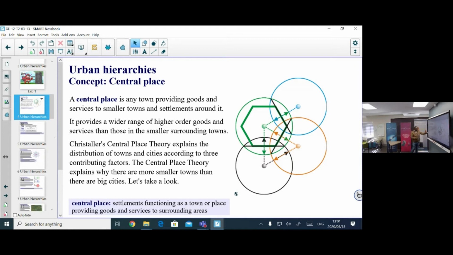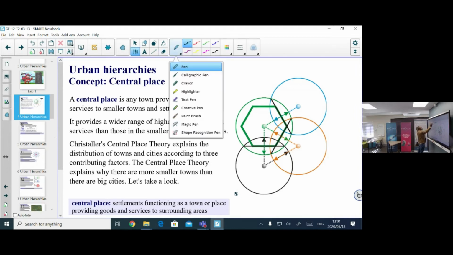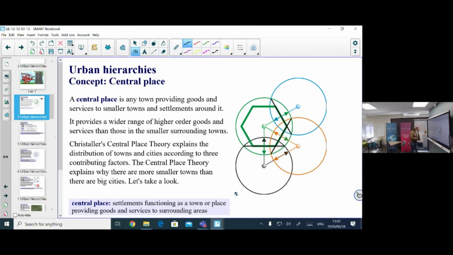We also looked at Christaller's central place theory, which explains the distribution of towns and cities according to three contributing factors. The central place theory explains why there are smaller towns than there are big cities. So we also want to now look at this slide.